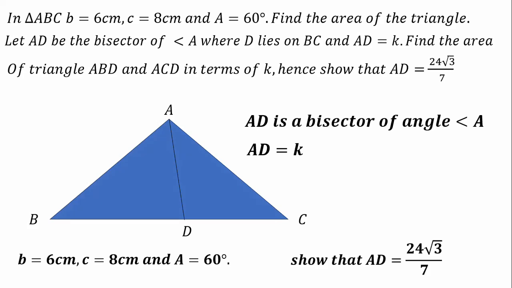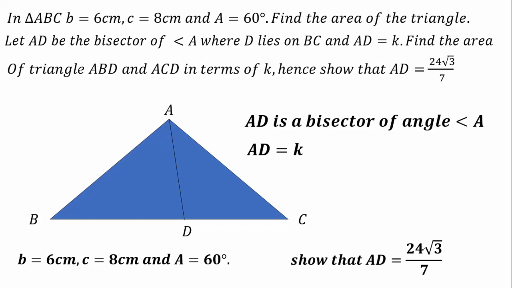This video is all about finding the area of triangle ABC, and also finding the area of triangle ABD and triangle ACD in terms of K. If AD is equal to K, and AD is a bisector of angle A, so we bisect this angle A equally.